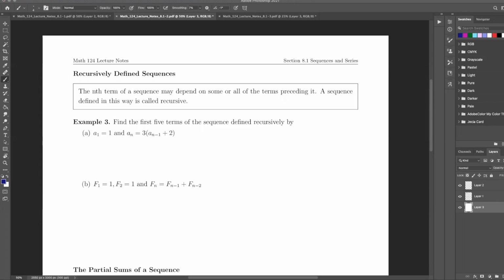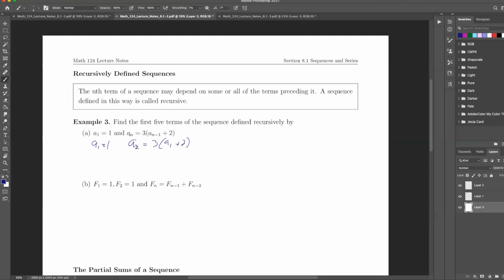That's good to know. All right, so here we have a recursive relationship. I know what the first term is. I tell you what it is. It's 1, right? So a1 is equal to 1. And I say a_n is 3 times (a_{n-1} plus 2). So here, a2 is equal to 3 times (a1 plus 2).